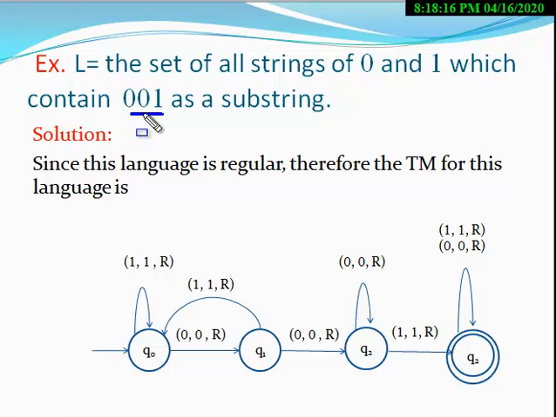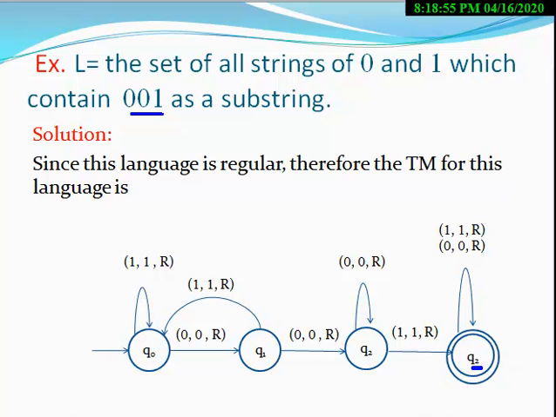Since the length of this string is 3, the minimum number of states used here will be 4. So you have to use four states: Q0, Q1, Q2 and Q3. Make Q0 the initial state and Q3 the final state. So this is Q3.